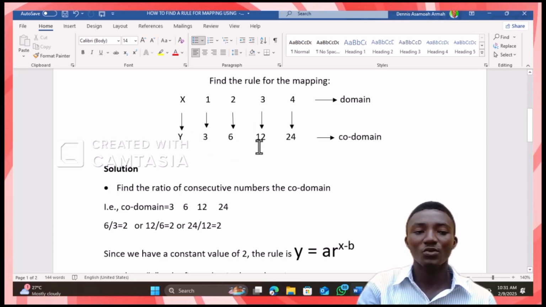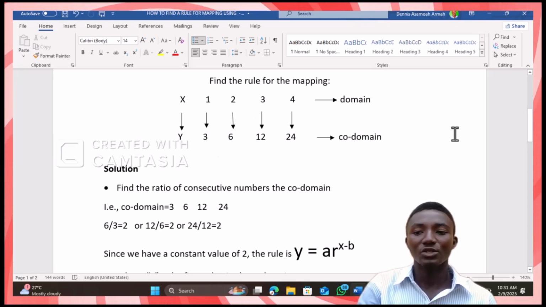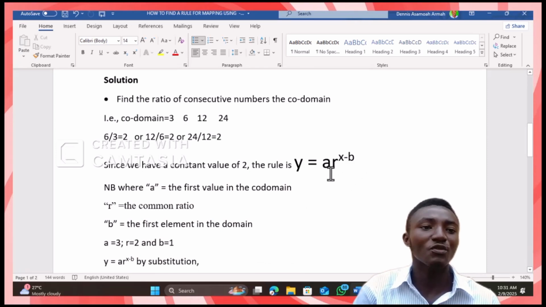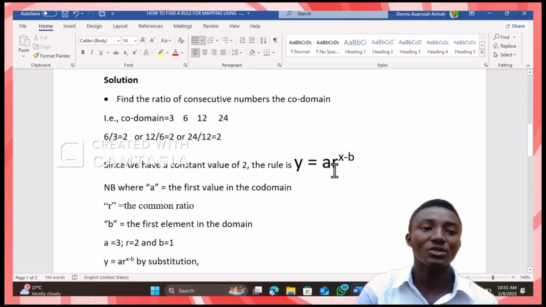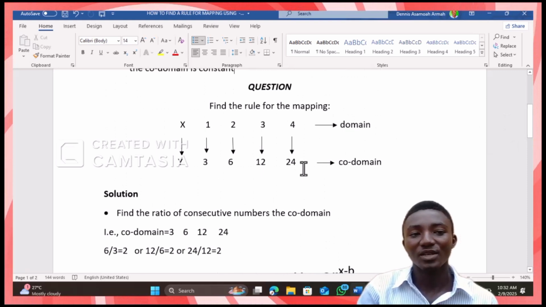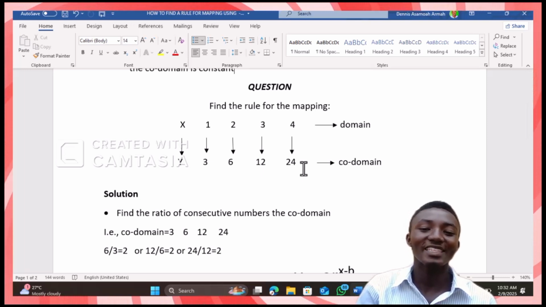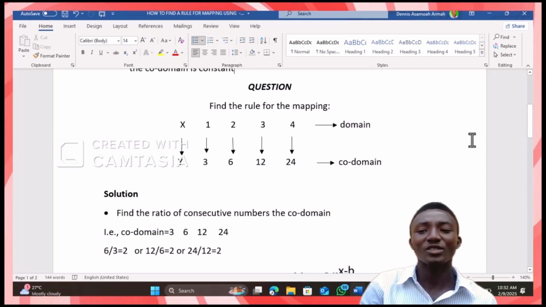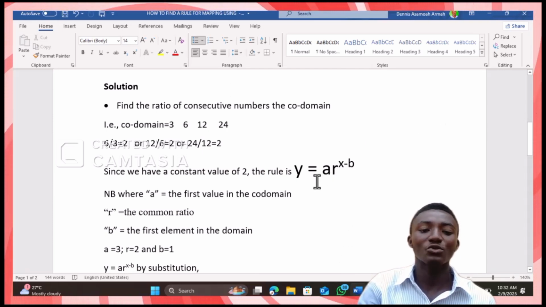So it is this mapping that we are working on, so the first element in our codomain is what? 3. So the a in the formula is going to represent the 3. Don't forget, we need to do substitution here before finding the final rule of mapping, alright? Then we have this r. The r simply means ratio. Now, where did we talk of ratio here? Don't forget that before we even try to use the exponential method, we had an idea by finding the ratio of the consecutive elements in the codomain. So what was the constant value that we had? It was 2, right? So this value r is going to represent the 2 that we had.